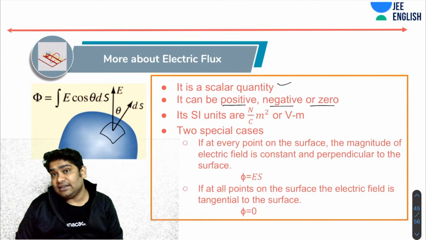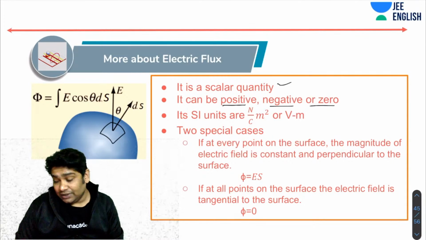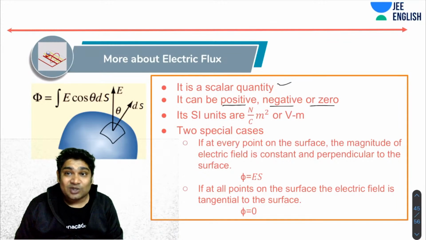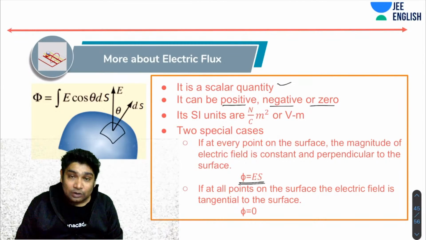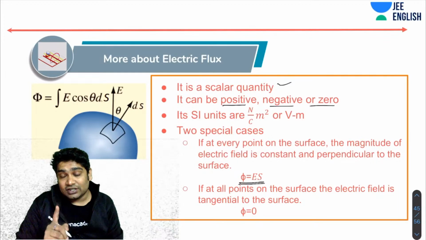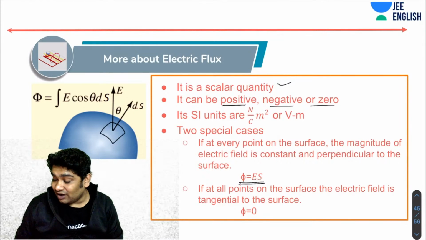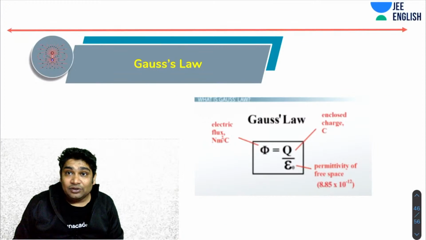SI unit is definitely Newton per coulomb meter square or volt per meter. In two special cases, if at every point on the surface the magnitude of E is constant and perpendicular, then you have phi as E into S. Okay, this is only if E is constant and always perpendicular to the surface. So it always makes a zero angle with the surface area vector. Okay. Or if it is always tangential to the surface, then phi is always zero because at all times the angle will be 90. Next, you have Gauss's law.